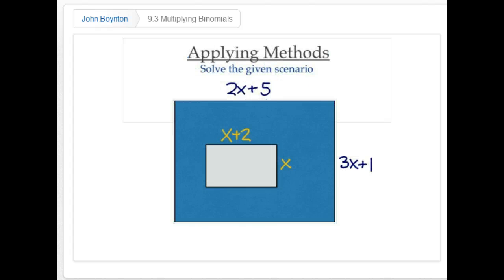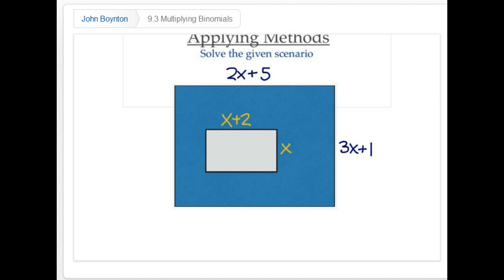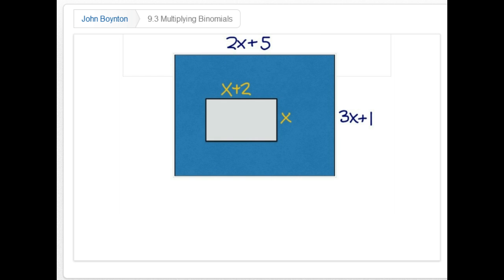Okay, so let's apply this. So basically the problem here is I want to find the area of the blue. In order to find area, hopefully at this point you know that for a square, it's length times width. So you're going to do this times this to find the area of the blue, and you're going to have to subtract afterwards the area of this one. So this could actually be a multiple step problem. So the area of blue is going to be equal to 2x plus 5 times 3x plus 1.